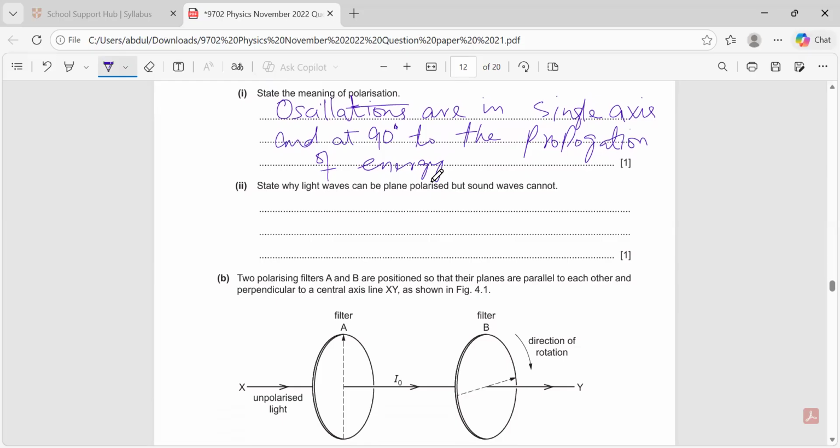Only transverse waves can be polarized. Did you get my point? Light waves can be polarized because they are transverse. Their vibrations are in all directions. But sound is already longitudinal. It is already in one direction. So only transverse waves can be polarized. For one mark you can write: only transverse waves can be polarized. Spellings, you can check yourself.